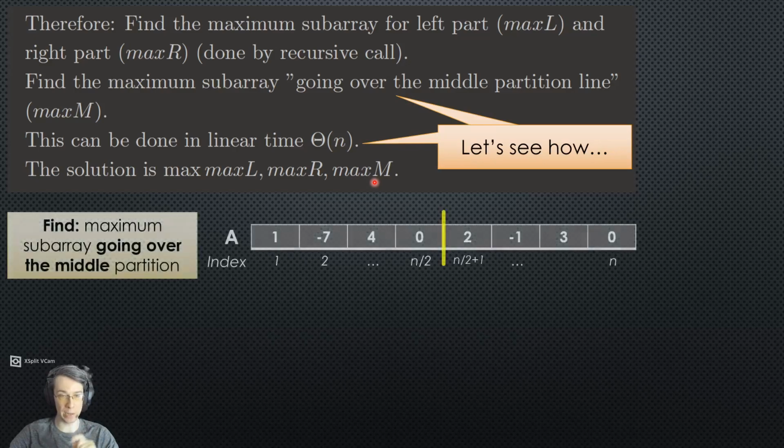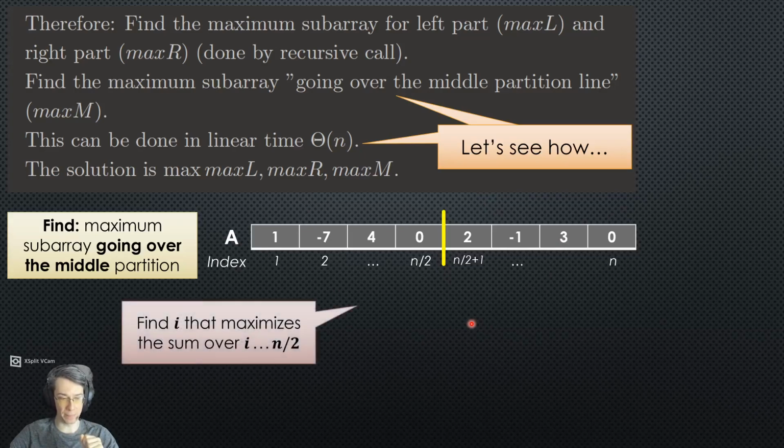So let's see how we compute the maximum subarray going over the middle partition. So suppose we have this example that I showed in the previous slide where the optimal solution does cross over the middle partition. How can we find the maximum subarray going over the middle partition? Well, we could do so by trying all possible subarrays, all possible subintervals, but that would be slow. We want to do something more intelligent than that. We want this to take linear time.